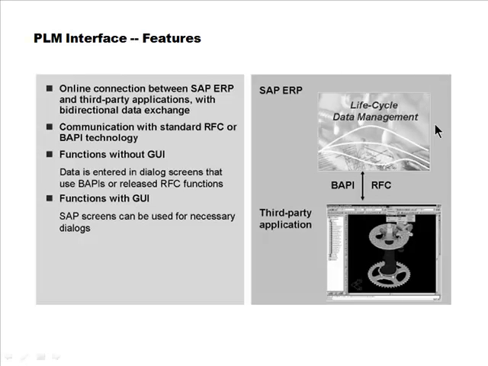Okay, here we are taking a slightly closer look at the PLM interface. It allows an online connection between SAP and third-party applications. In other words, let's say you've got a computer-aided design program that you're running, and you've got your SAP running. This shows you a live connection between those two. And it allows bidirectional data interchange. So you can send data from SAP to the CAD/CAM system, and get data from the CAD/CAM system into SAP as well. So it allows for bidirectional.